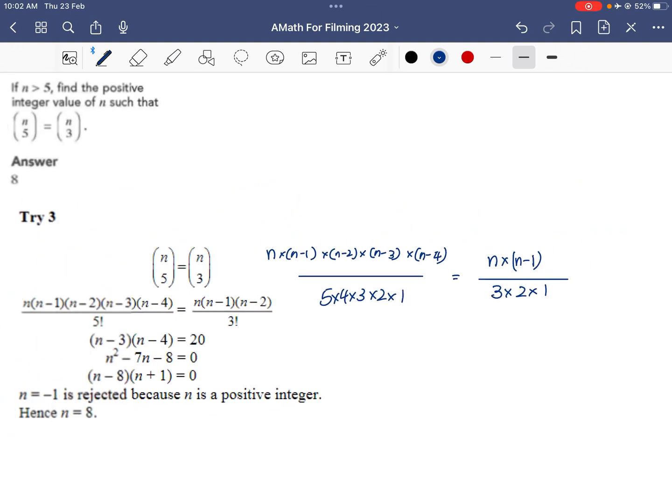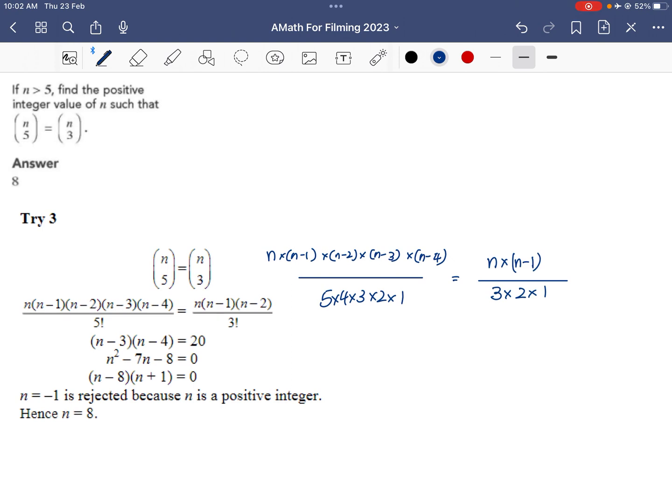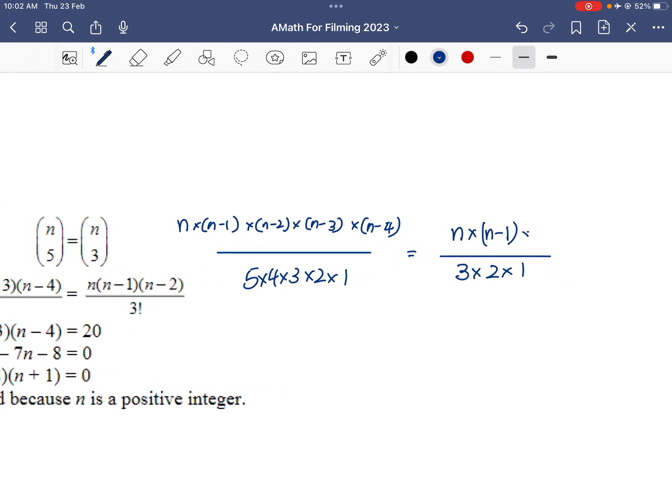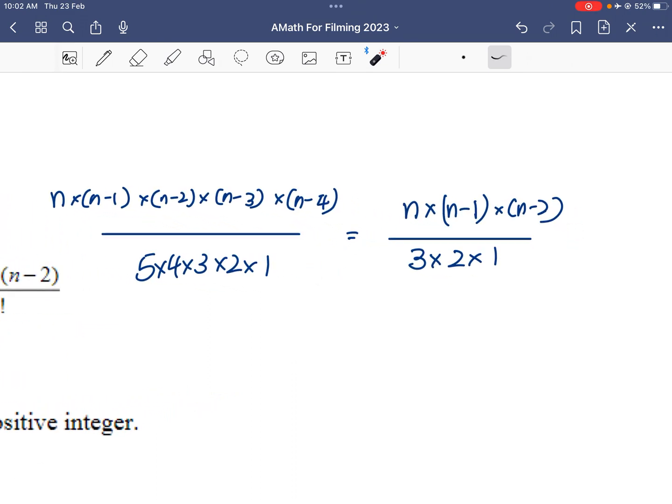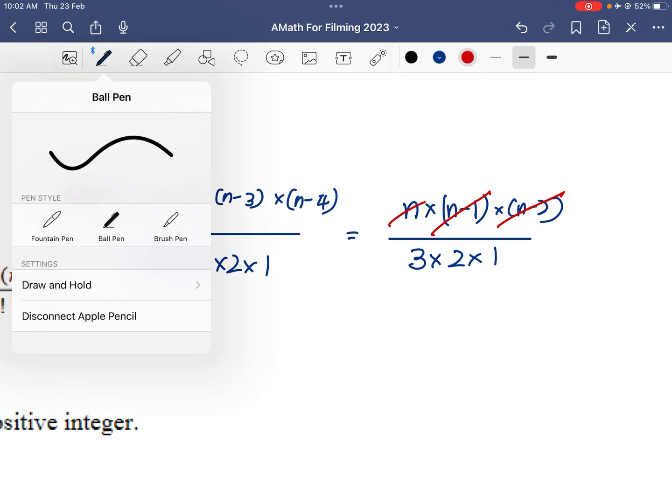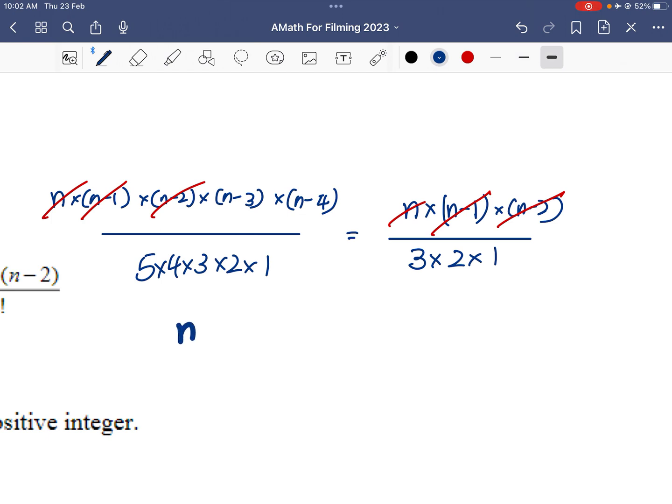I missed one more term, then times n minus 2. There are 3 terms in the denominator, so there should be 3 terms in the numerator itself. So if you notice, what I can start to eliminate here is the n minus 1. You divide on both sides. I can also eliminate n minus 2. I can also eliminate n by dividing both sides by n. So what this simplifies to is simply n minus 3 times n minus 4.